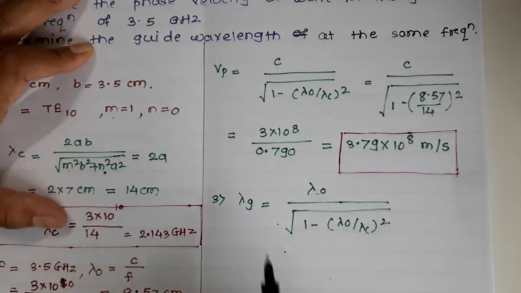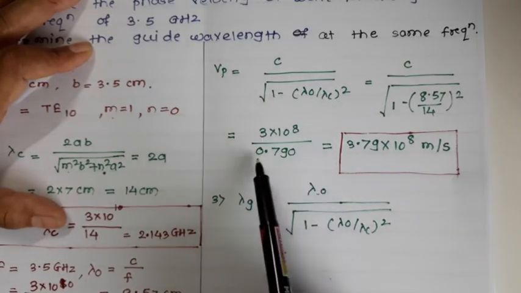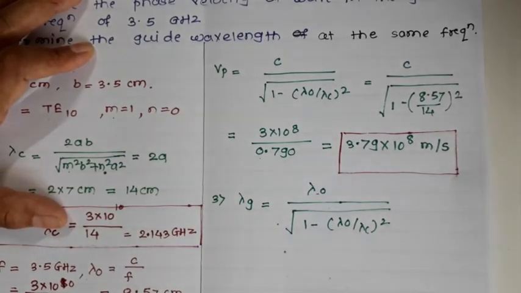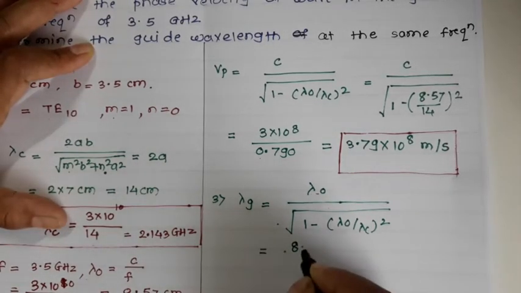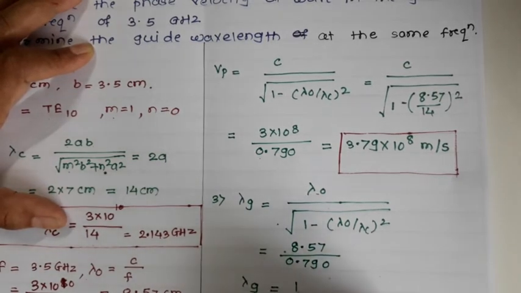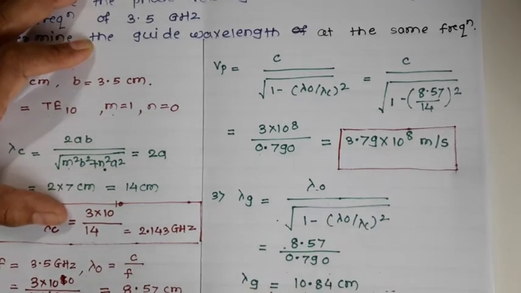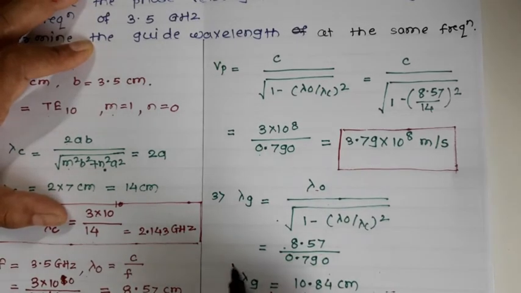We have already got this one, 1 minus lambda 0 by lambda c, that is 0.790. So let us put all these values over there. Now what is the lambda 0? 8.57 centimeters divided by 0.790. So I have got the lambda g is 10.84 centimeters. If you calculate these things, you will get the lambda g as 10.84 centimeters.